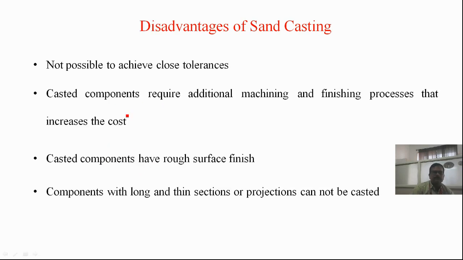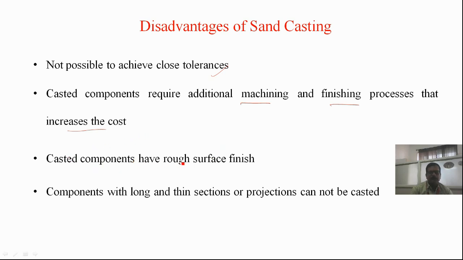The disadvantages: close tolerances cannot be achieved. The cast components require additional machining and finishing operations to get the close tolerances. Either the surface finish or tolerances required can be achieved only after doing additional machining and finishing operations. So that increases the cost. Sand casting is very economical and cheap, but due to the additional requirement of machining and finishing operations, the cost of the component tends to go up.